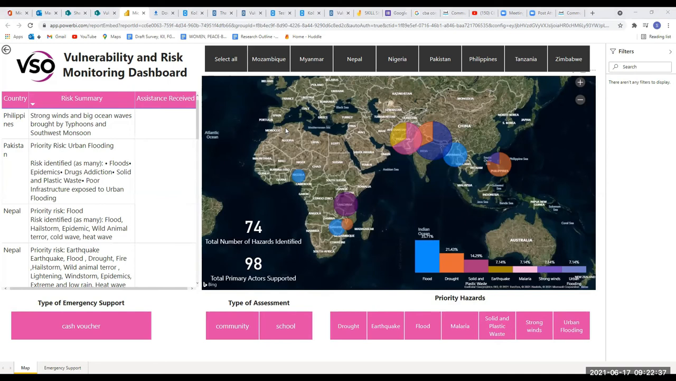Many thanks. If you're interested in learning a bit more about the dashboard or you'd like to try it yourself, please do get in contact with us. We're very happy to help you with it. And just to say for VSO, we do have plans to train our youth volunteers and community volunteers to continue to monitor using COBO in their communities and report any new risks.